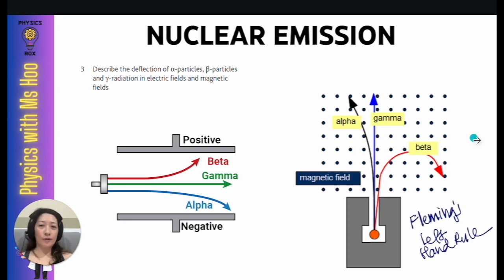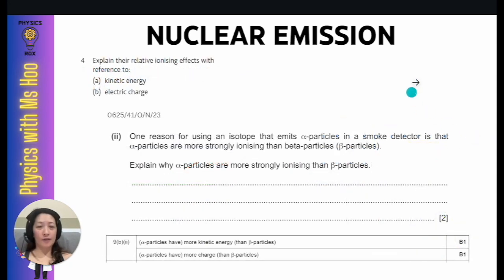Now, just to show you some examples of past year questions so that you are aware of what you need to explain. This question is taken from paper 4, variant 1 of the winter 2023 paper, where you need to explain why alpha is more strongly ionizing than beta particles. If you look at the answer scheme, it uses the concept of kinetic energy and charge to explain the reason why alpha is more strongly ionizing than beta.